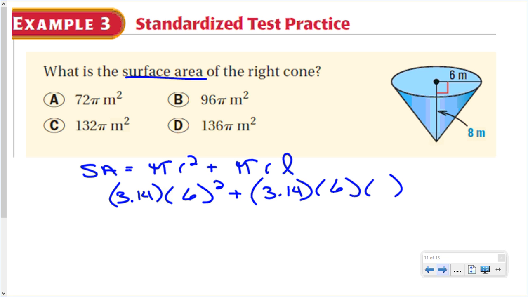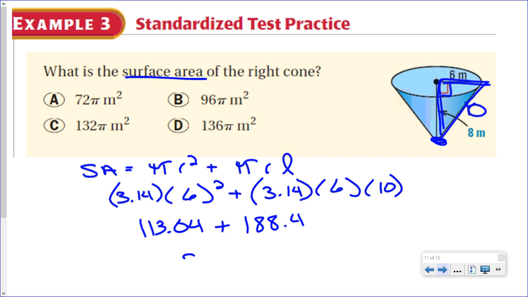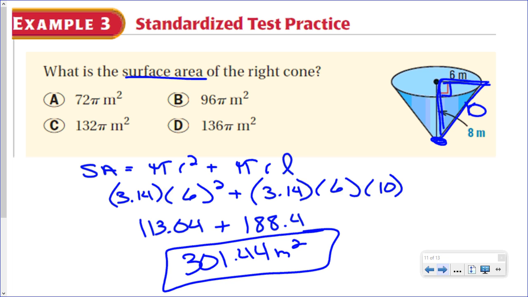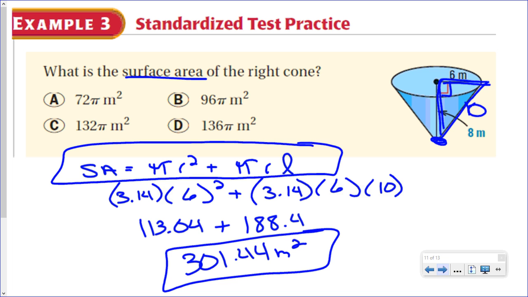We need the slant height from the point to the side, and we have a right triangle. We're going to have to use c squared equals a squared plus b squared. And you may remember this one. If this is 6 and this is 8, the hypotenuse is 10. So put 10 right there. 113.04 on this side. Other side, 188.4. Together, final answer. Okay, so the big thing is the formula. If you have the formula handy, you really only need to find the radius and the slant height.